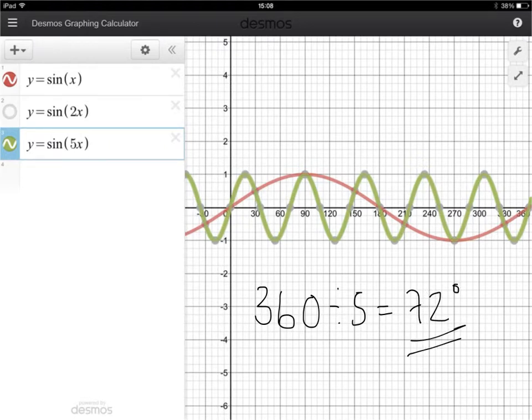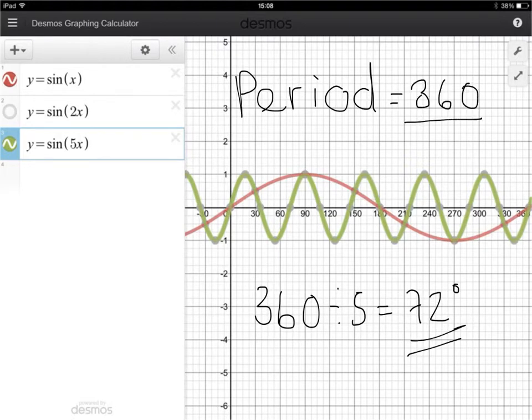So to get the period of the graph, you want to know how many degrees it takes to do one revolution, and the easiest way to do that is to divide 360 by whatever the number is in front over here. So in this first example it would have been 2, so it would have had a period of 180, and in the second example it would have been 5.